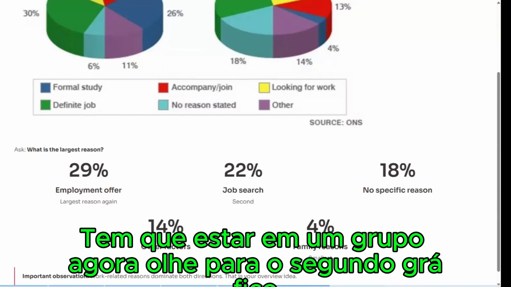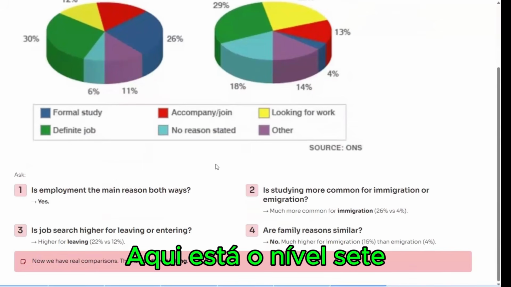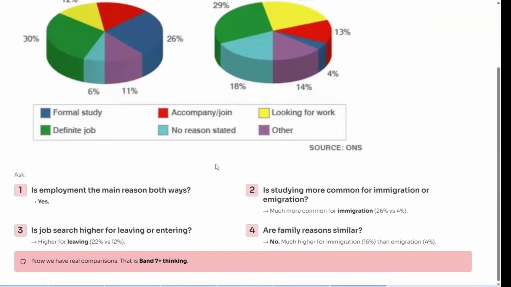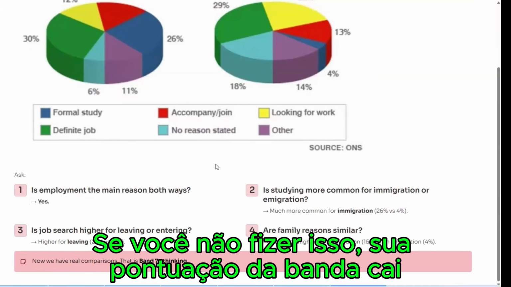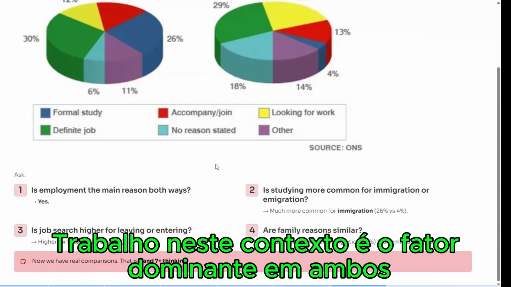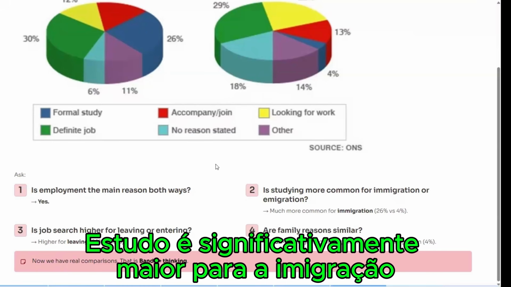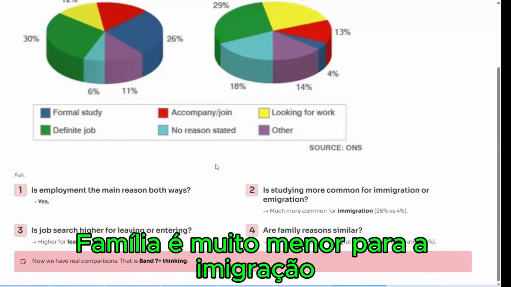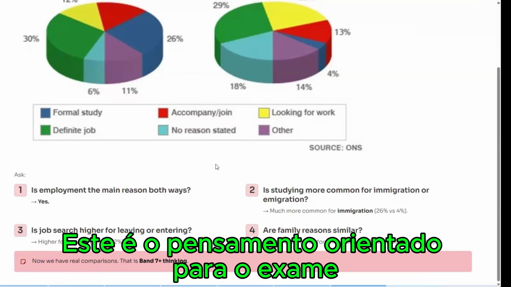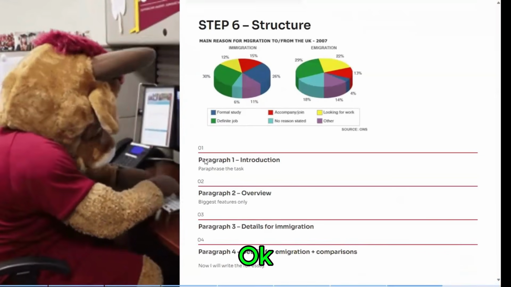Now look at the second chart. Work dominates both. Here's level 7, band 7. You don't just describe. You compare now. You must compare. If you don't, your band score drops. Work in this context is the dominant factor in both. Study is significantly higher for immigration. Job search is also higher for immigration. Family is much lower for immigration. This is exam-oriented thinking.